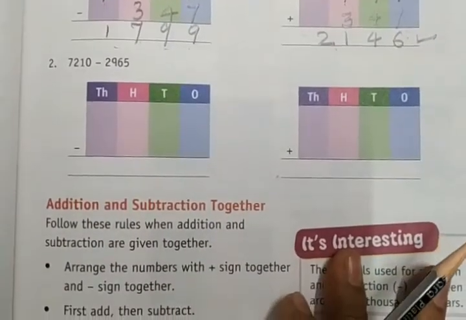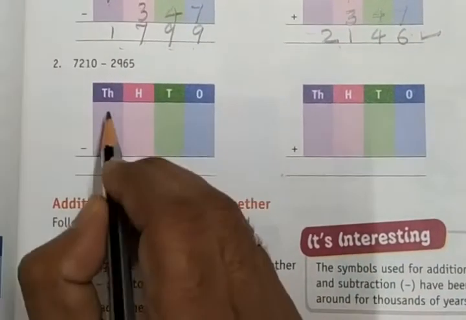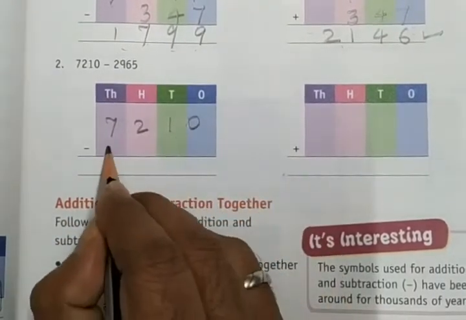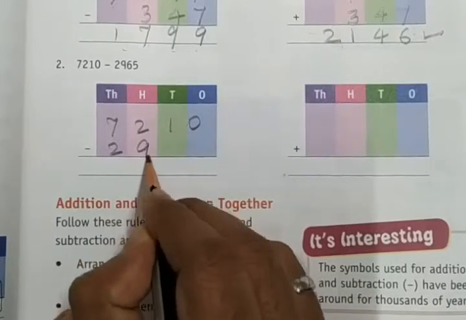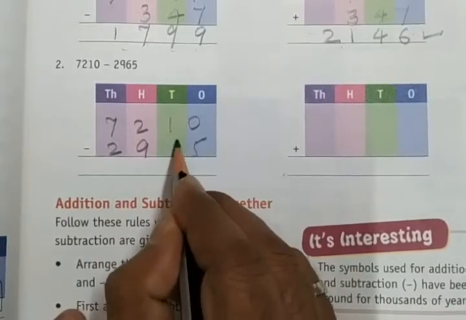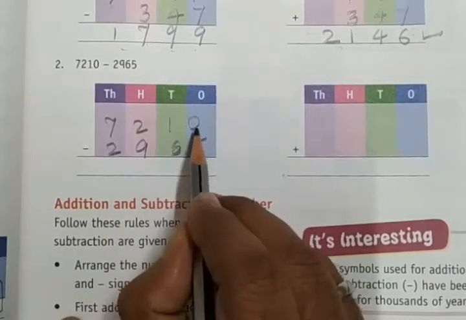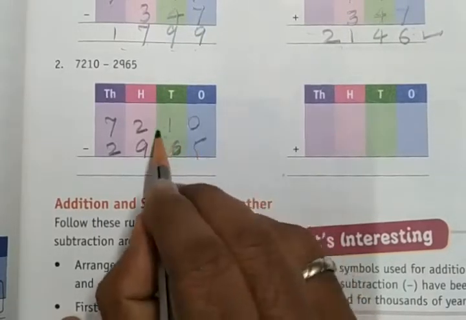Okay, let's move on to the next examples. 7210 minus 2965. To do this, you have to borrow, because 0 minus 5 is not possible.